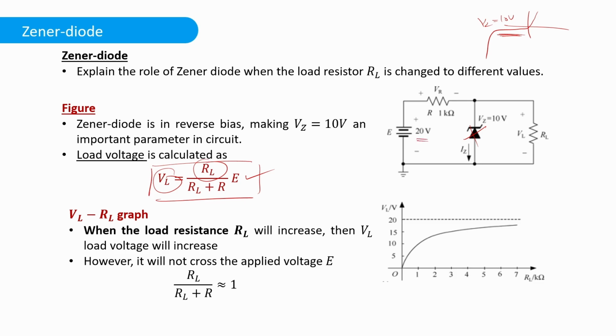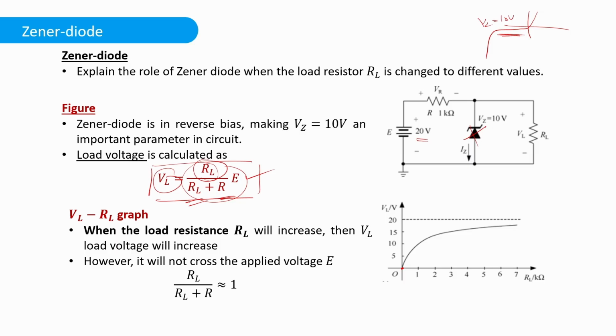It is constant for this numerical problem as 20 volts. R is constant, RL is also constant. So when RL is 0, we will know that VL will be 0. So we will have this point over here, right?